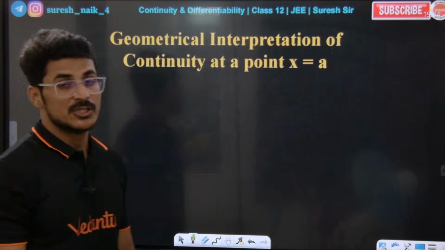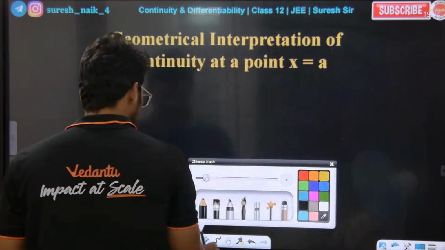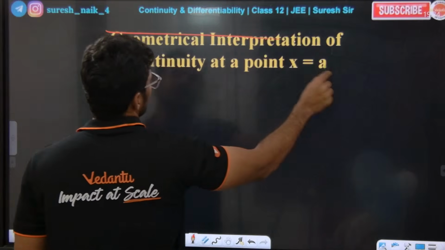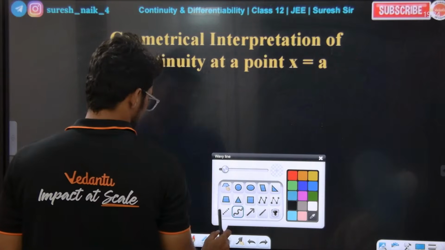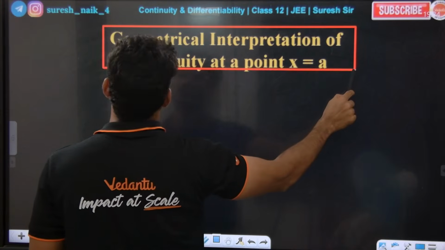Next concept, geometrical interpretation of continuity at x is equal to a. What is the meaning of continuity geometry wise? How do we define this geometrically?